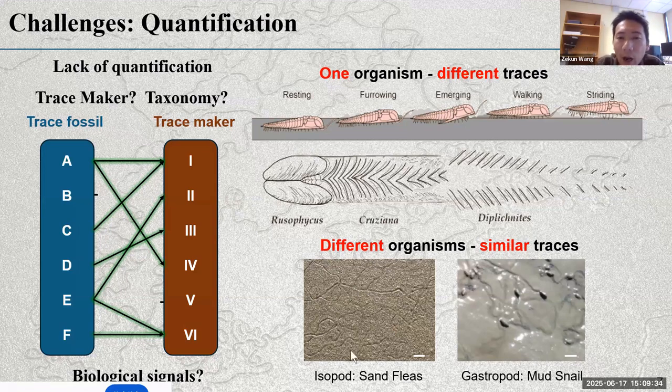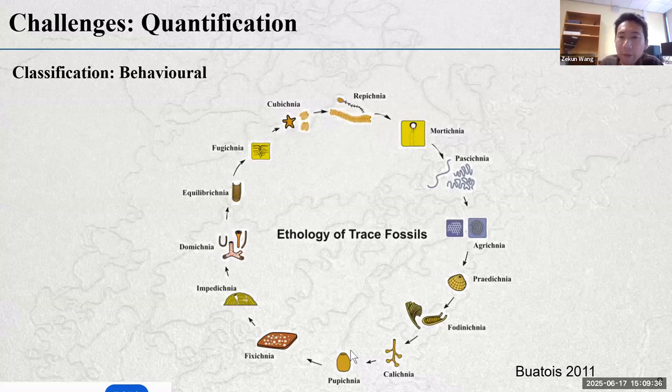Therefore, our present study on trace fossils is based upon some qualitative analysis. For example, our classification of trace fossils is based upon the behaviors. Some trace fossils are classified as foraging traces, or grazing traces, or living traces, we call it domichnia, or the parenting or farming traces. So it's all related to behavior.